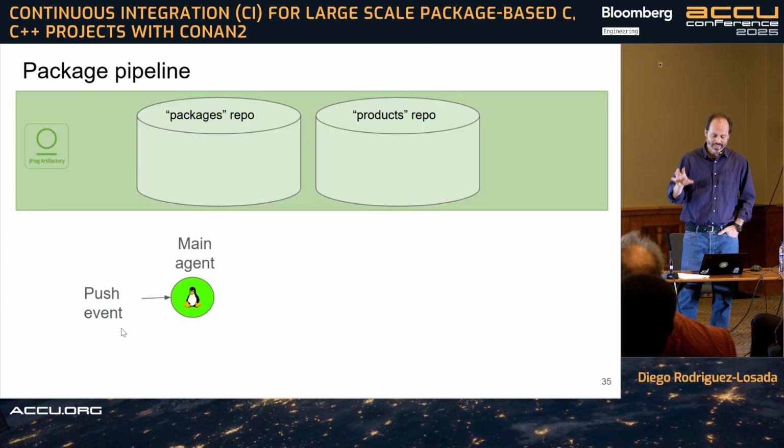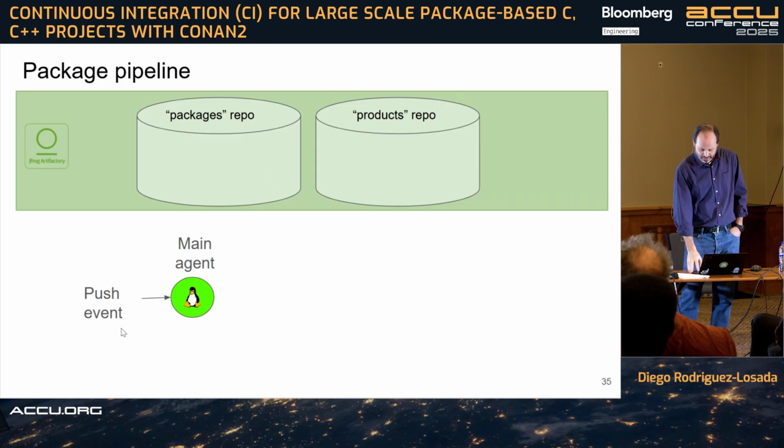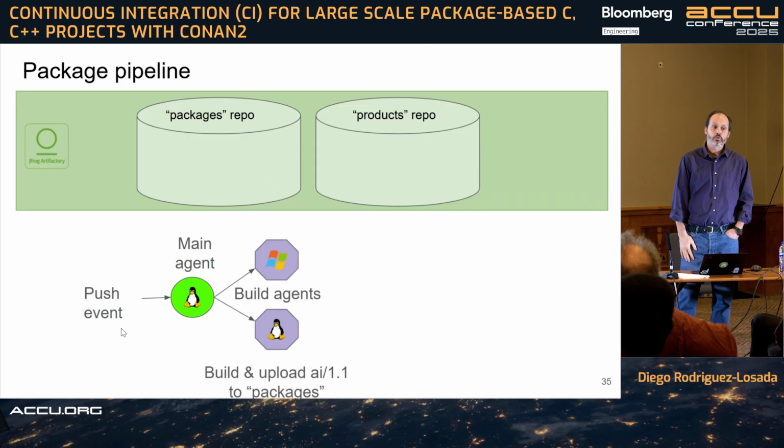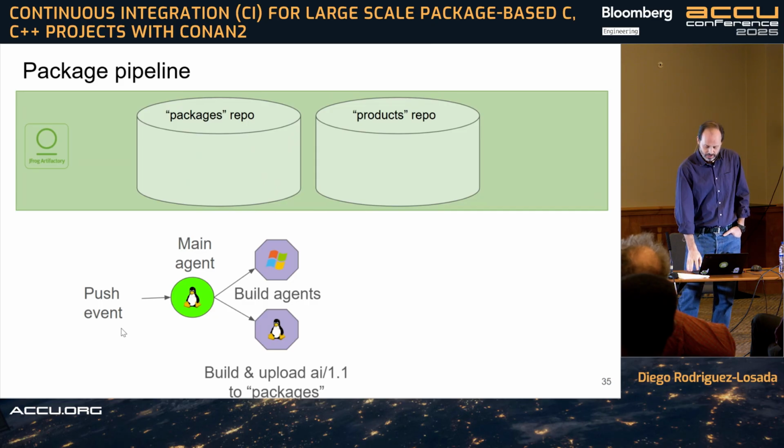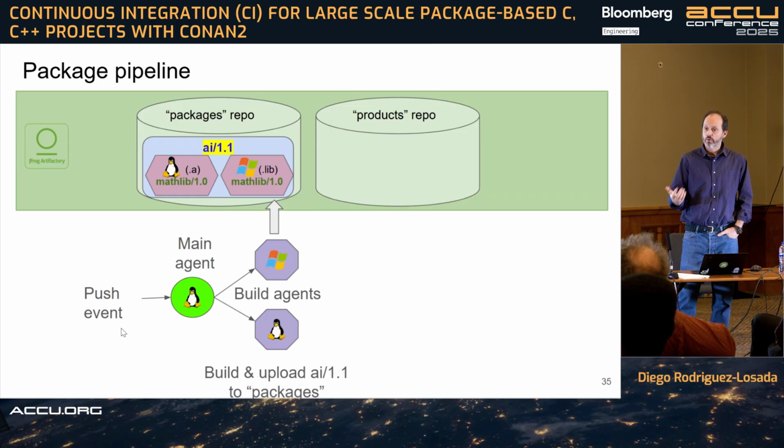So this is what the package pipeline will do, right? I'm going to use GitHub Actions in this case, but it can be implemented with any system. The push event will trigger the main agent, and the main agent will fire two build agents, one for Windows and the other for Linux. These two agents can run the two configurations for Windows and Linux for the AI changes in parallel, and they can upload the binaries that are going to be built to the packages repo, right?